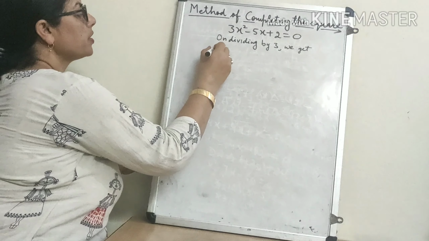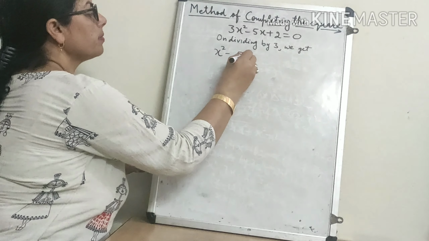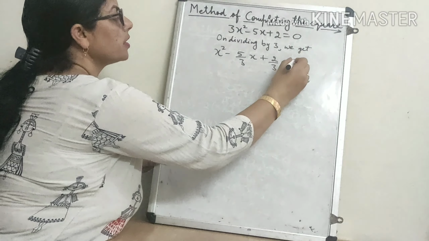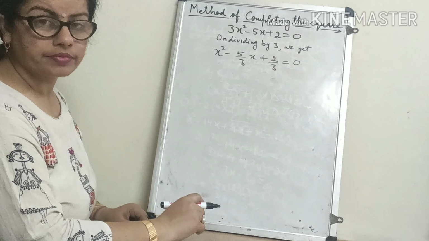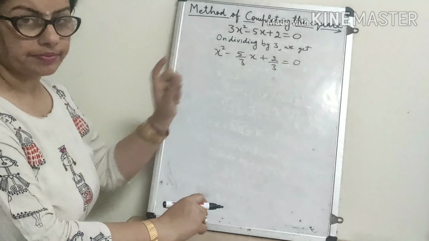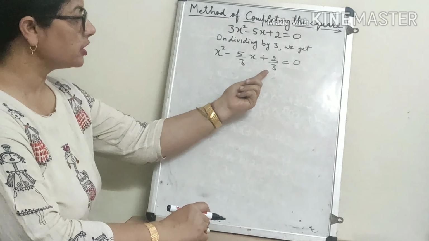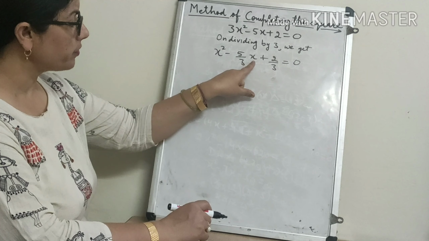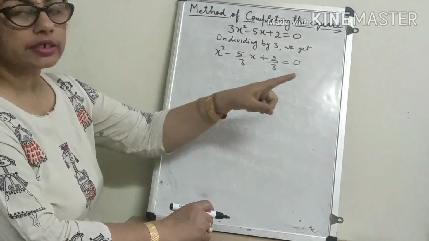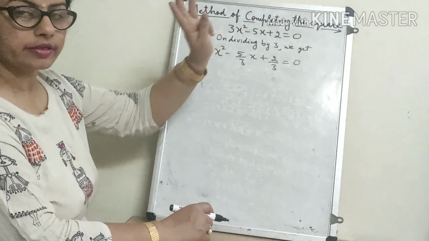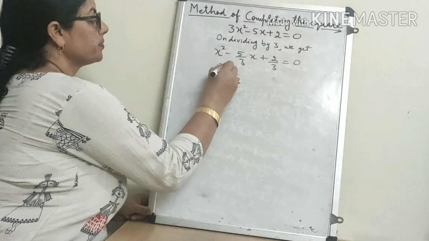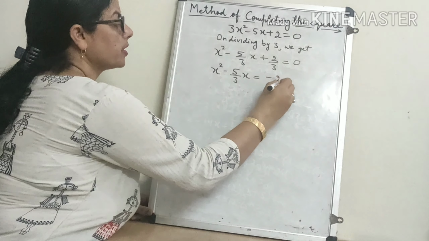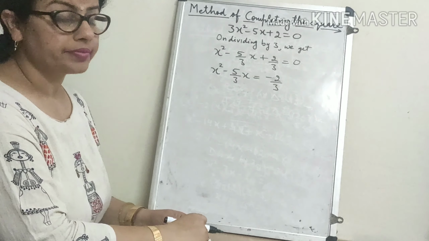If you divide this by 3, you will get x square minus 5 by 3 x plus 2 by 3 is equal to 0 by 3, and 0 by 3 is 0. So this is our first step. Now in the second step we will shift this constant term to that side. See, this term has x, this term also has x. Without x, means the constant term, we will shift to that side. x square minus 5 by 3 x is equal to minus 2 by 3, the constant term on the right side.